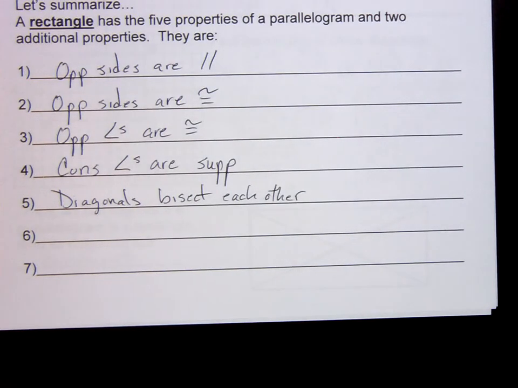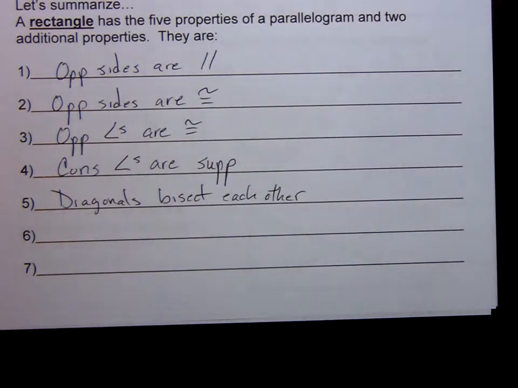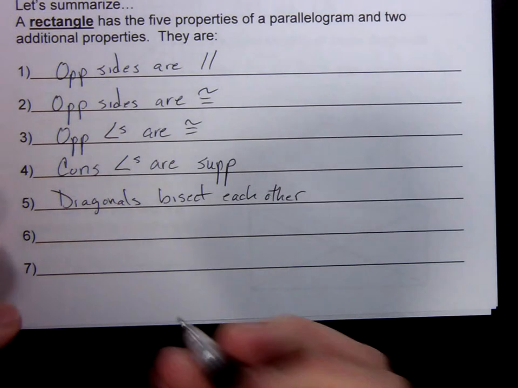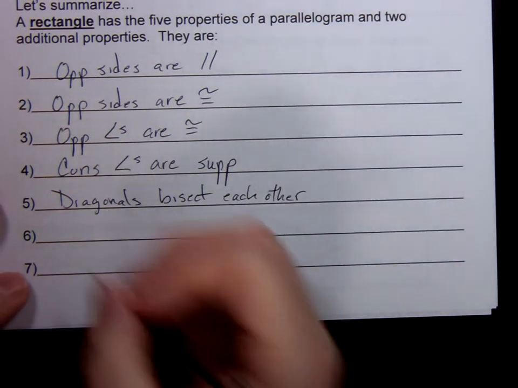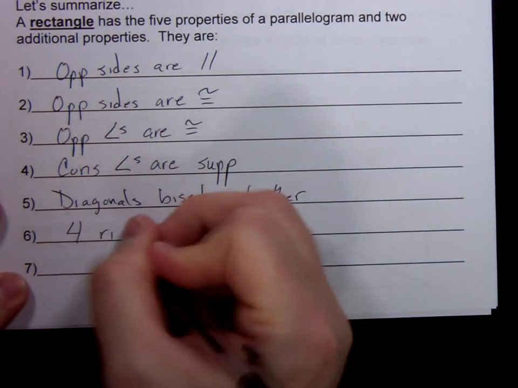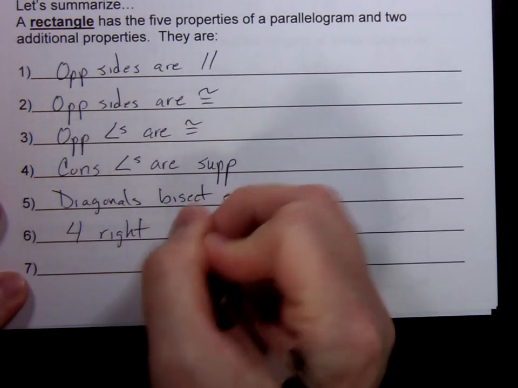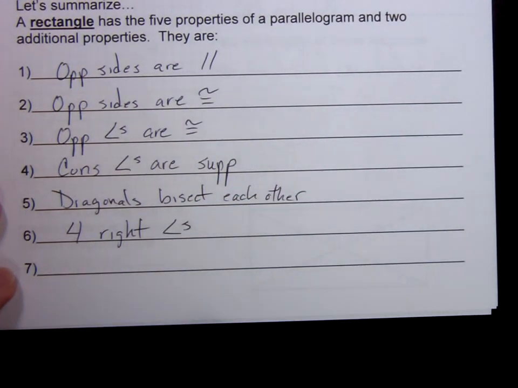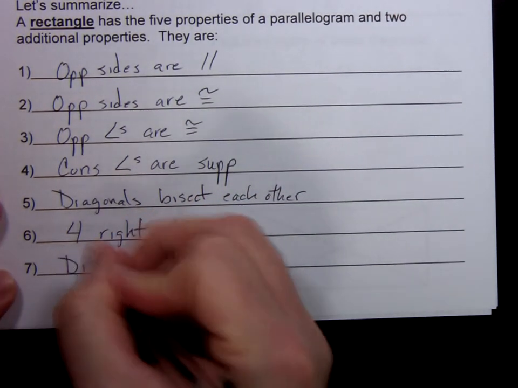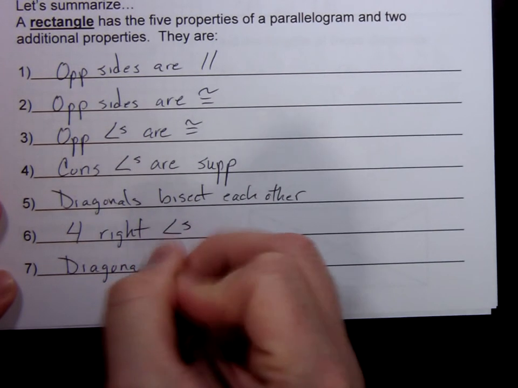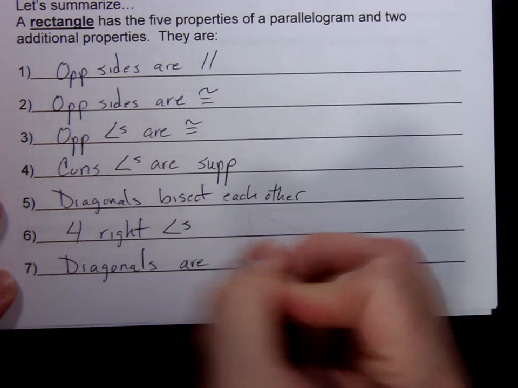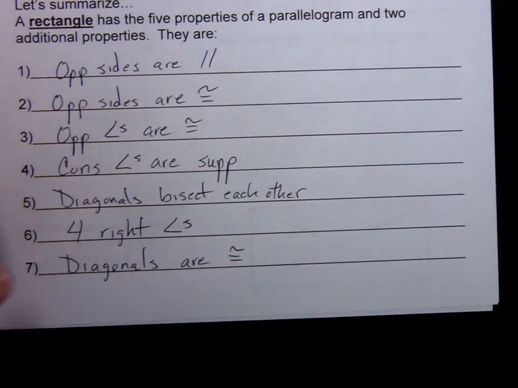So they apply to rectangles because a rectangle is a type of parallelogram. And then there were 2 additional properties we learned that are specific to rectangles that most other parallelograms don't have. One was in the definition, that it has 4 right angles. And the other one we learned is that the diagonals are congruent. So those are the things that we learned about a rectangle.